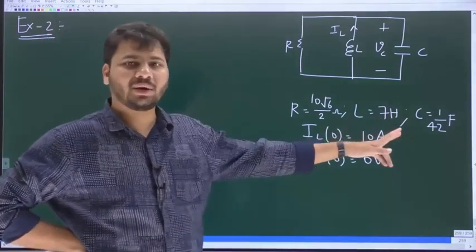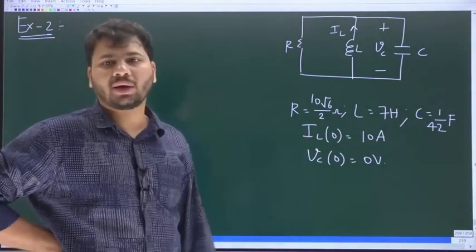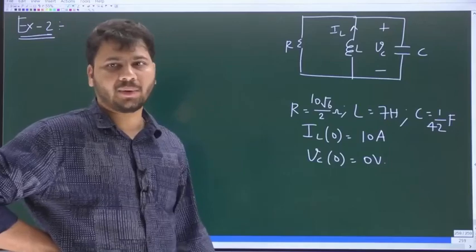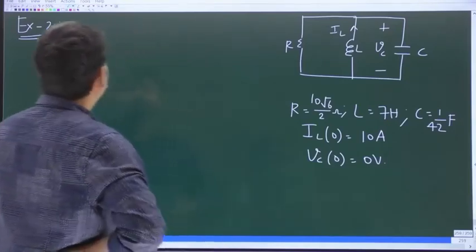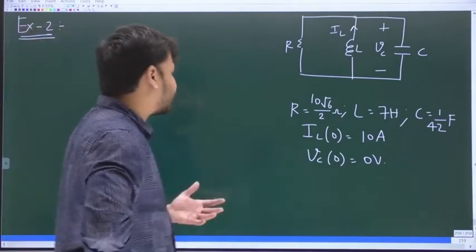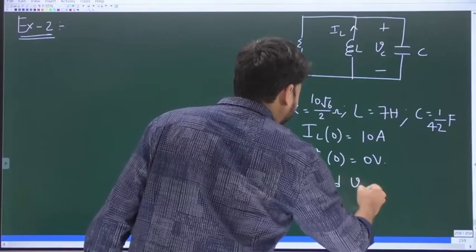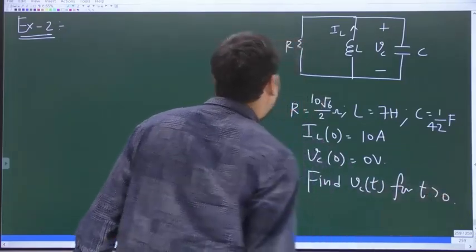L is still 7 Henry and C is still 1 by 42 farad. Even the two initial conditions will remain unchanged. Okay. Now also the question is to find Vc of t for t greater than 0.